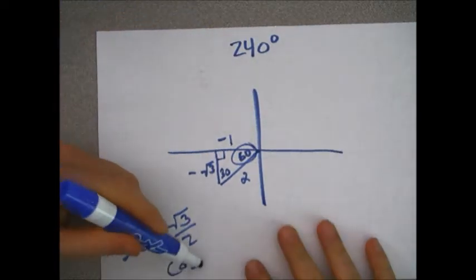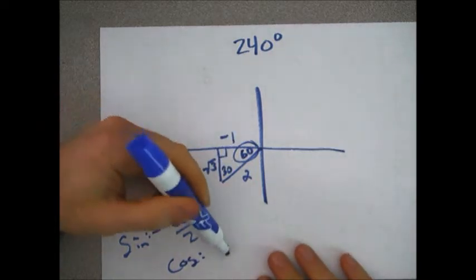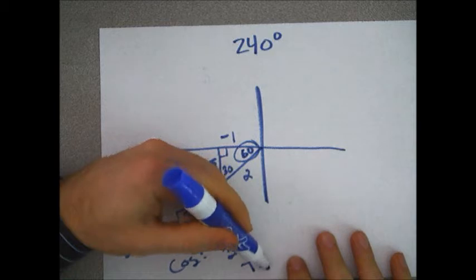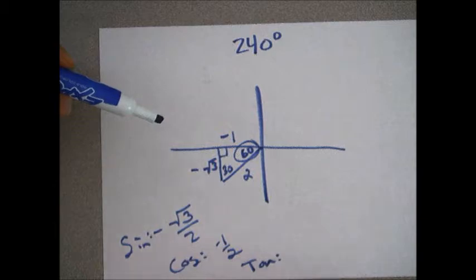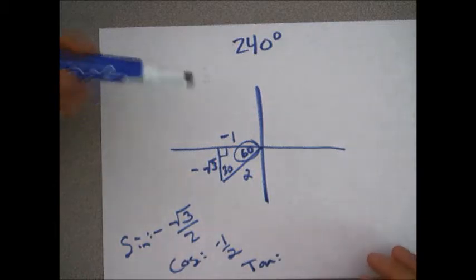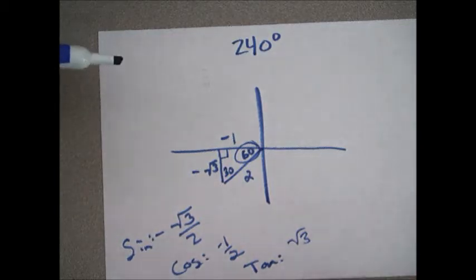To find cosine, what would cosine be? Minus 1/2. Tangent would be, and a negative over a negative is a positive, so it's really just root 3, and you don't need to put it over 1. And then to find the other 3, you would take these 3 and just flip them.